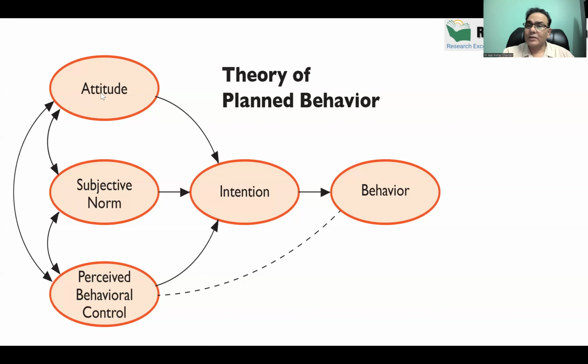Number one, the faculty must have a positive attitude towards writing the research paper. And he also has many friends, colleagues who are already doing this. So the social influence is there. आपके चारों तरफ लोग रिसर्च पेपर लिख रहे हैं, तो आपका भी मन करेगा मैं भी लिख लूं. Perceived behavioral control means you feel that I am capable of doing that.